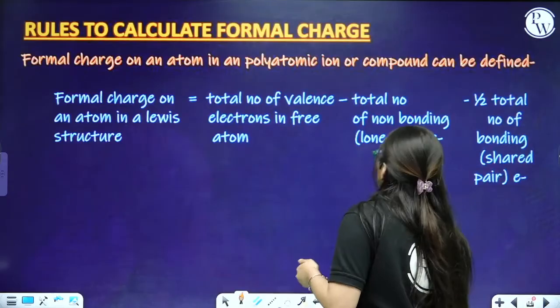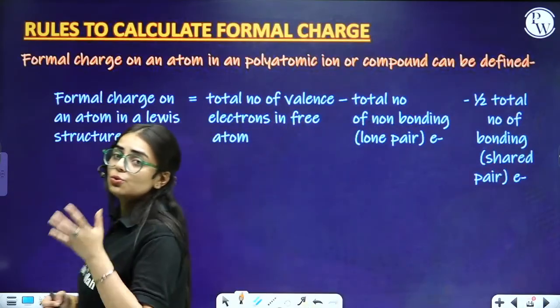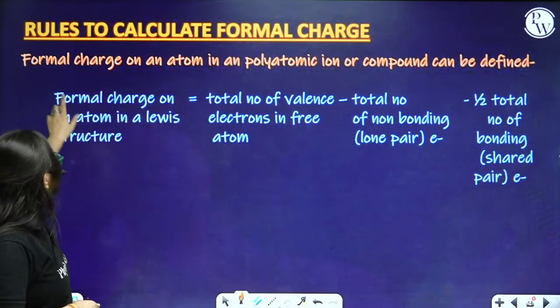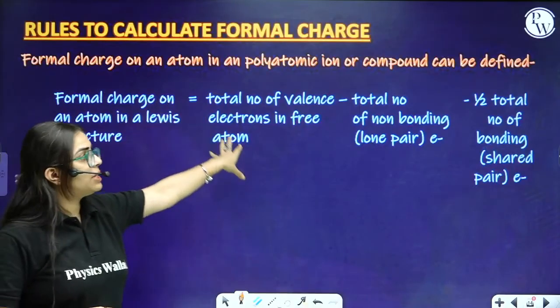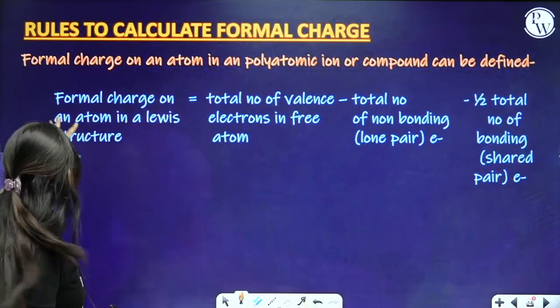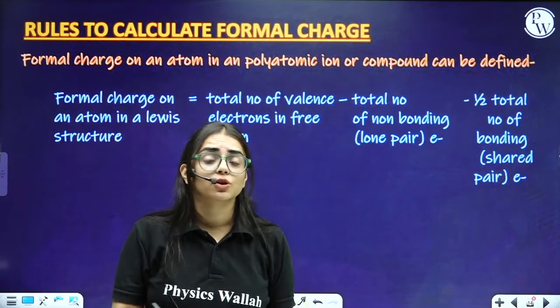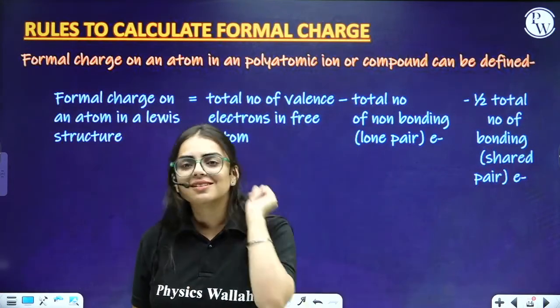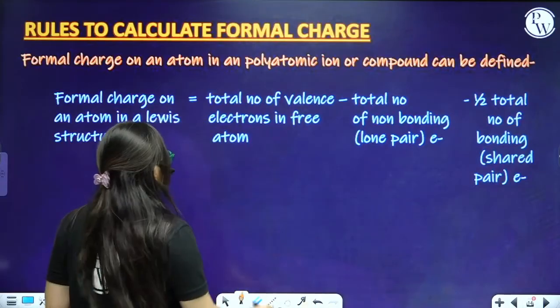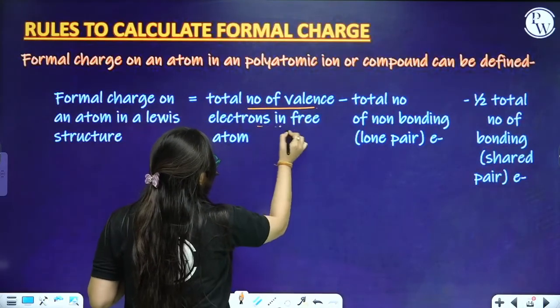Okay, students. Now, how to calculate? What are the rules to calculate formal charge? See, formal charge of an atom in a polyatomic ion or compound can be defined as the formal charge of an atom in a Lewis structure. Now, we don't have to calculate formal charge on the complete molecule. No. Formal charge is used for a single atom. Right? Now, see. You have to calculate the total number of valence electrons in the free atom.